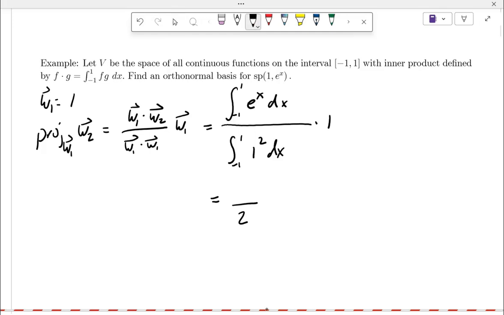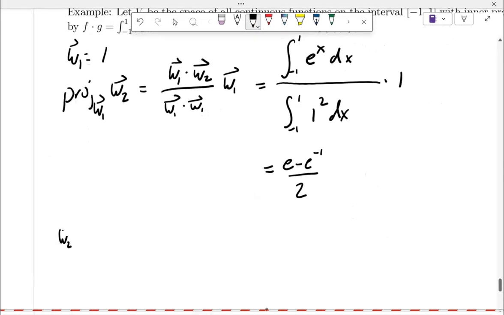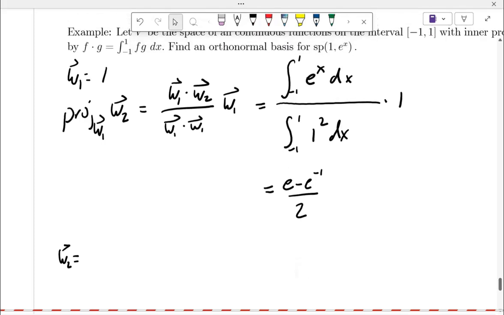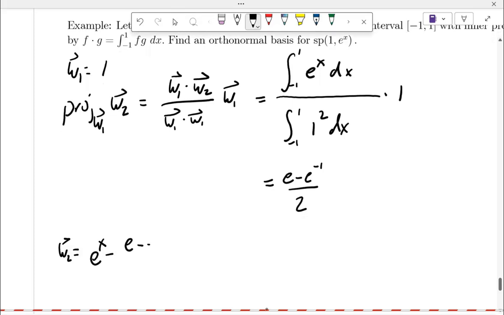On top, the antiderivative for e to the x is e to the x. You'll plug in 1, you'll plug in -1, so we'll get e minus e to the -1, and then it's times a 1. So that is the projection. Doesn't look pretty, but that is the projection, right? So what is your W2 then? What is W2 going to be? e to the x minus that projection. That's it.